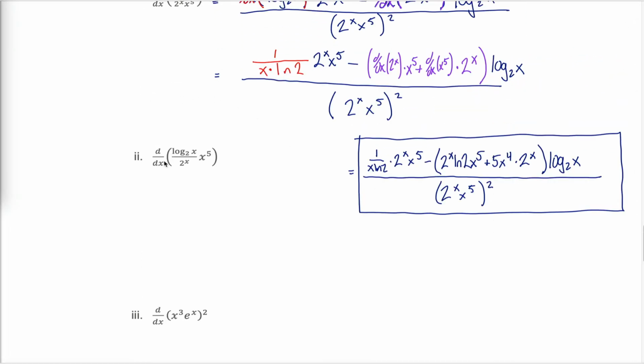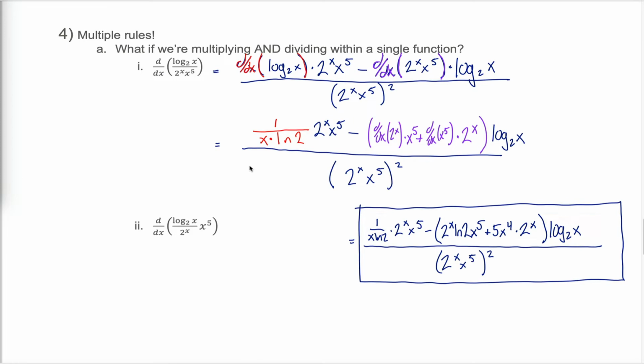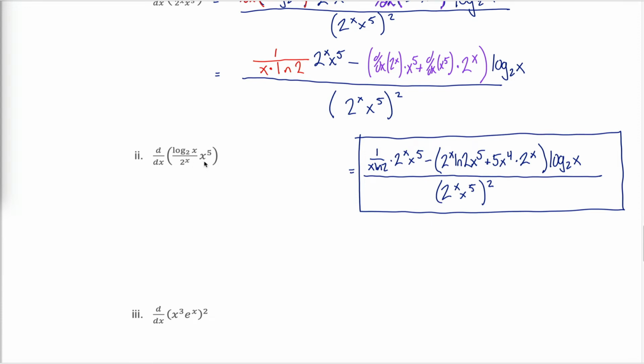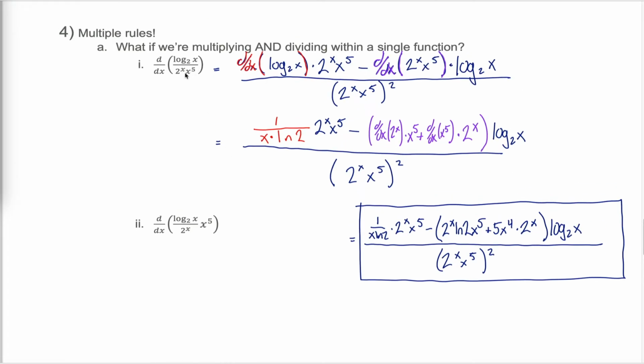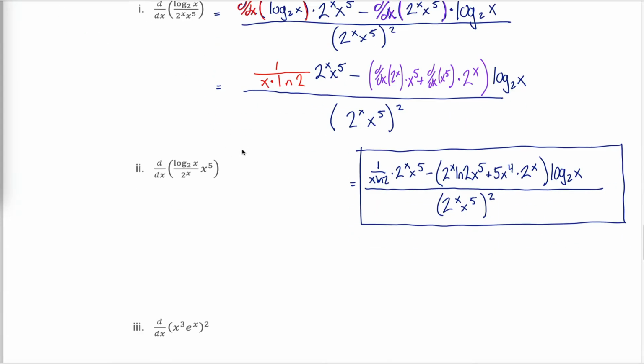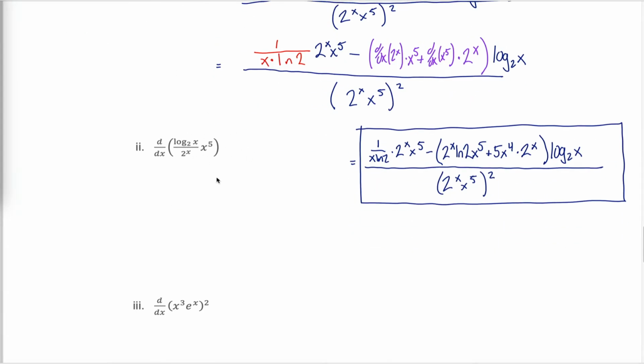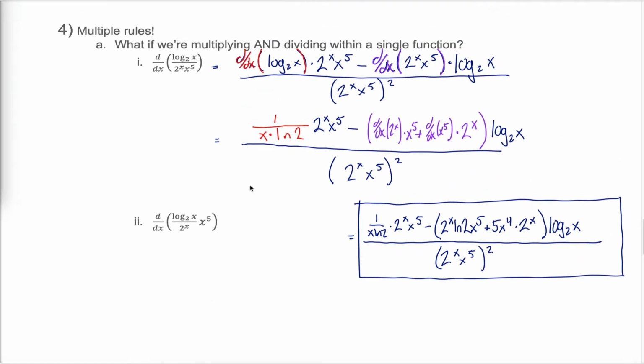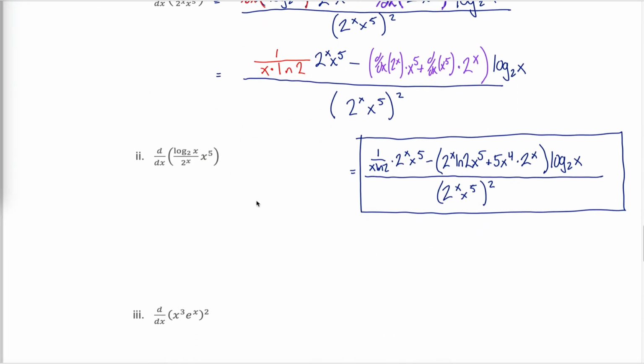In this next one, we're taking the derivative of log base 2 of x divided by 2 to the x times x to the 5th power. It looks really similar to what we have up here, but up here we have a product inside of a quotient. Down here I got something times something, a product, and inside that product, I got a quotient. This is a product rule inside of a quotient rule. This is a quotient rule inside of a product rule. If you can see that difference, you're doing really well with this very challenging topic where we have multiple rules nested inside of a given problem.